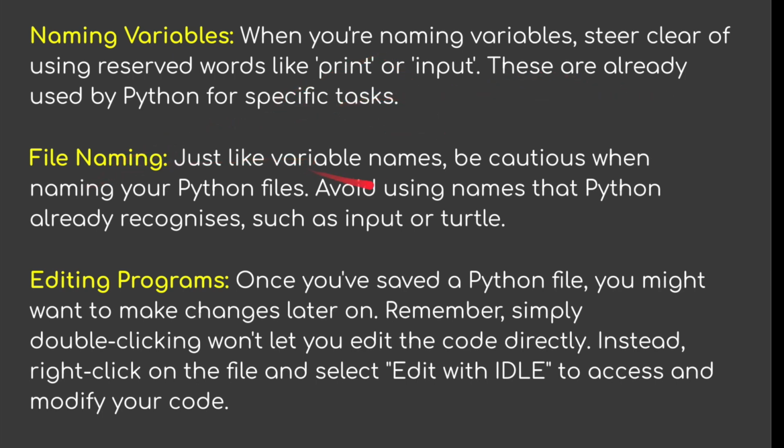File naming. Just like variable names, be cautious when naming your Python files. Avoid names such as turtle, print and input. Okay, and editing programs. Once you've saved a Python file, you might want to make changes later on. Remember, simply double-clicking won't let you edit the code directly. You've got to open IDLE first, and I'm going to show you that a little bit later on.